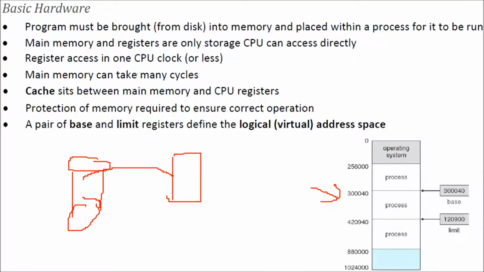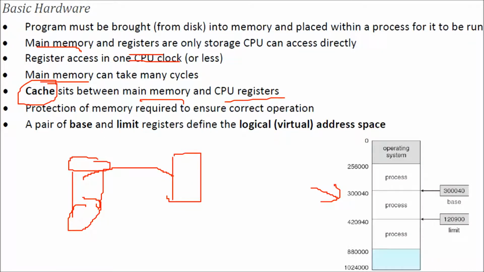The main memory and registers are the only places where the CPU can directly access. So the CPU can directly deal with two things, main memory and registers. Register access is generally one CPU clock, while main memory access can take various cycles. And in between the main memory and the CPU registers, you will find the cache also, sitting in between them.